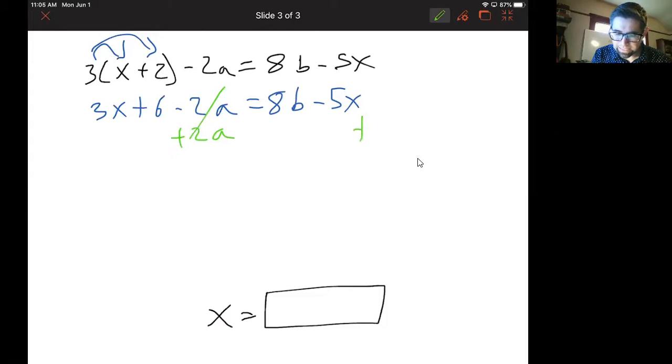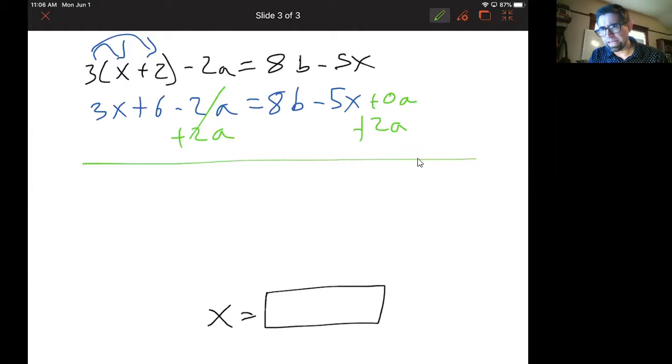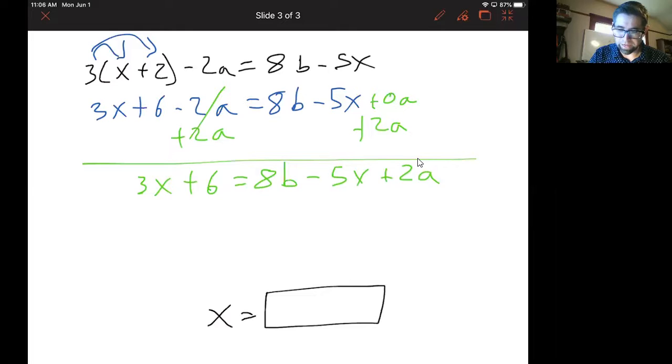Now, there's no other a's to add it to, so I'm going to add it all the way at the end by itself. You could think about it as like that there's an invisible plus 0a, maybe, like don't write that, but you can think of it there as like on that side of the equation, there's 0 a's. So when I do plus 2a, I'm adding it to 0 a's, so I'm going to end up with 2 a's positive on the other side of the equation. So I now have 3x plus 6 equals 8b minus 5x plus 2a. All right, so all I did was I moved the a term away from my x variable.